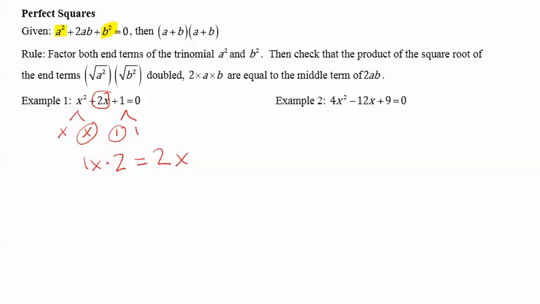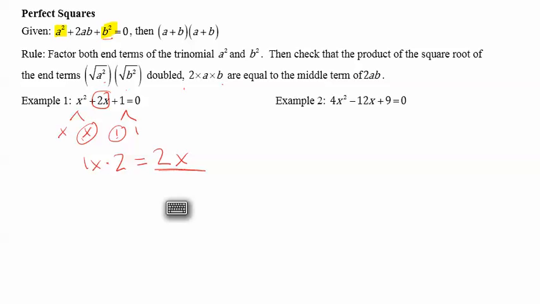I know it's a little bit to process, but just think about it for a second. If you look at a squared and b squared, the square roots are a and b. Multiply a times b and then multiply that by 2, and that should be your middle term. Here, the square root of x squared is x, the square root of 1 is 1, 1 times x times 2 gives me 2x. That's how you recognize a perfect square.